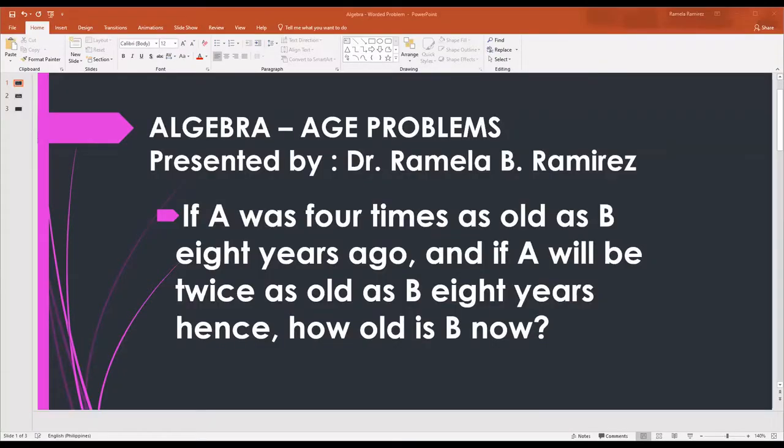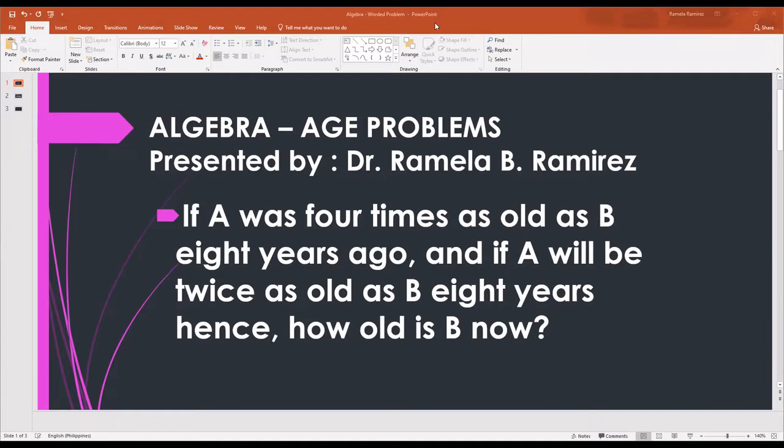We are going to discuss another sample problem. This time it's about algebra, solving a worded problem regarding age. So this is an age problem. According to the problem, if A was 4 times as old as B 8 years ago, and if A will be twice as old as B 8 years hence, how old is B now?